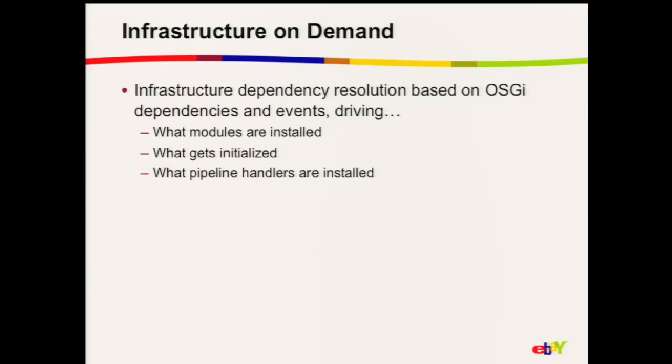Some of the examples are what modules are getting initialized. For example, you may have 10 bundles for your app, which may depend on 100 things. But how do you make sure that your app is up and running only after the 10 of them are initialized? So all these things can be controlled by this.